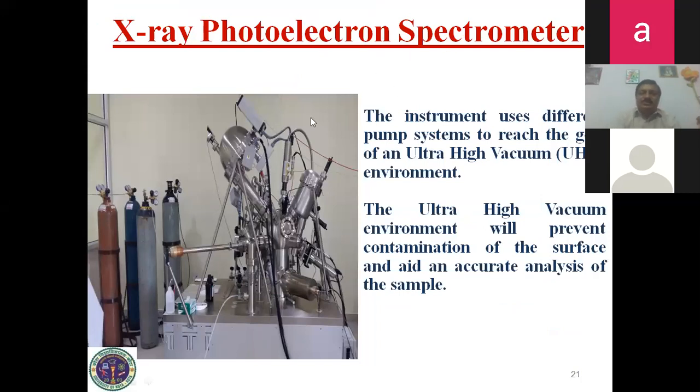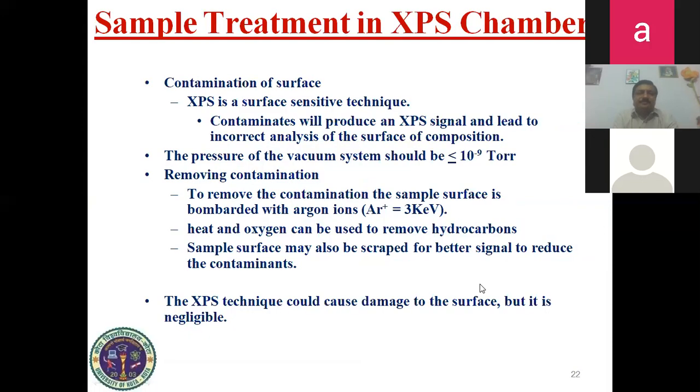On this computer screen, you can see that the XPS spectrum is shown. So now, the X-ray photoelectron spectrometer is always working under ultra high vacuum. It is used to avoid contamination of the surface for accurate analysis of the sample.